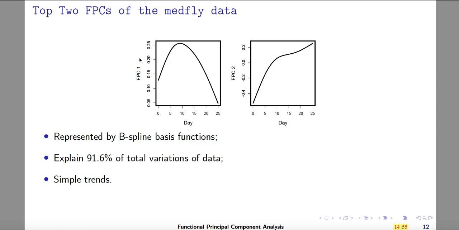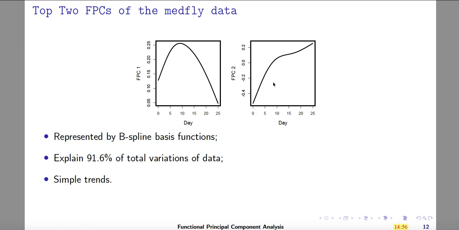Before we go through the details of how to get the FPCs, I first want to show what these FPCs look like. This shows the top two FPCs for the medfly data, the curves I showed you in the beginning, the number of eggs laid by the medfly. The left panel shows the first FPC, W1 of t, and the second panel shows the second FPC, W2 of t.